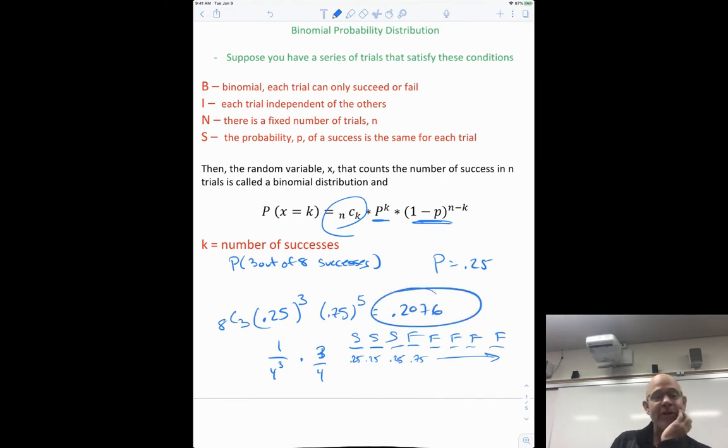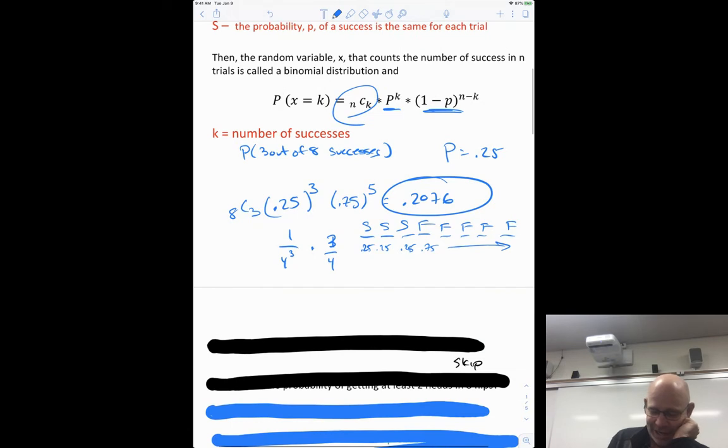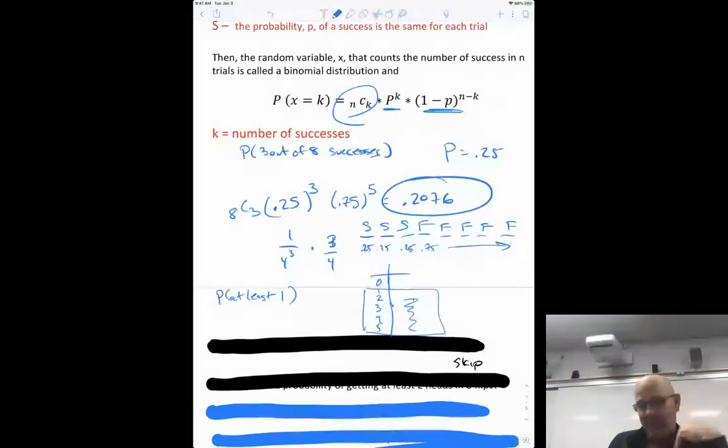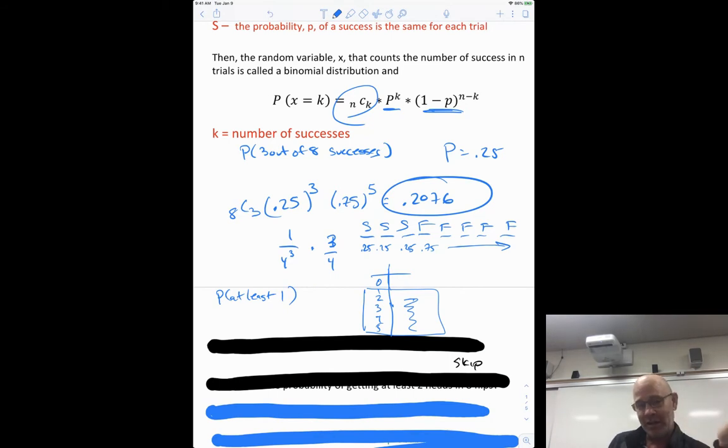Pretty straightforward. We might extend the idea and maybe say probability of at least 1 or something like that. So we just think about it the same way we did before, 0, 1, 2, 3, 4, 5, however many. If we want at least 1, it means add up all of these. So we would just take the 0, right, and subtract the answer from 1, just like we did back in the old days. Okay.